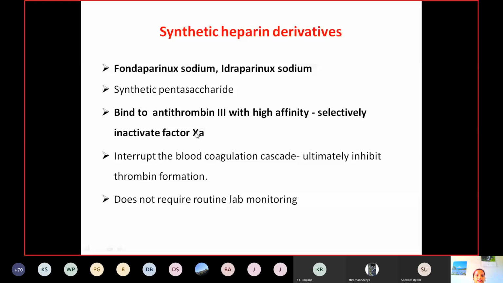Activated factor 2 converts prothrombin into thrombin, and thrombin converts soluble fibrinogen into insoluble fibrin. And the final result is the inhibition of thrombin also. But its direct action is inhibiting factor 10A, not 2A. It does not require routine lab monitoring like heparin. You do not need monitoring of the APTT level while giving this drug. So that is one of the advantages of this synthetic preparation. No lab monitoring is required.